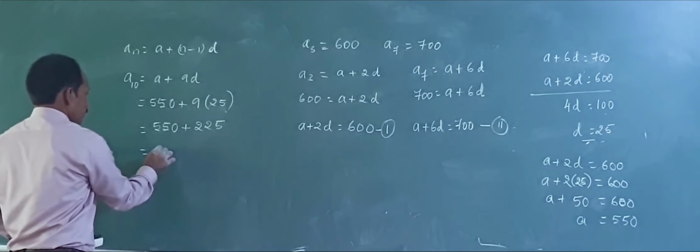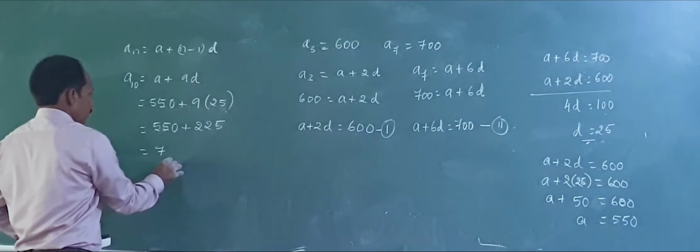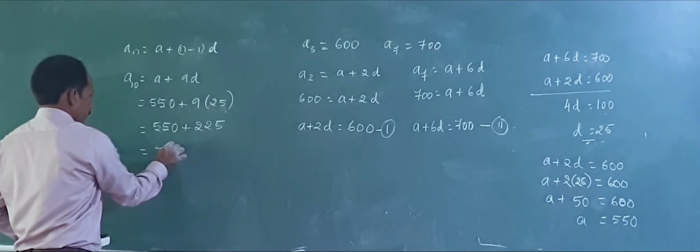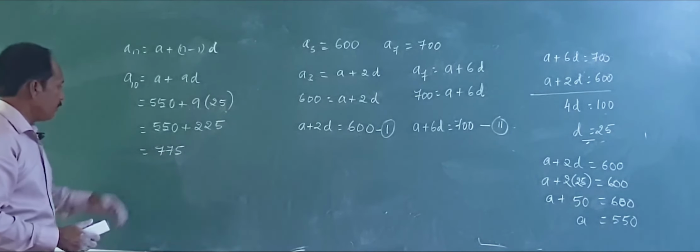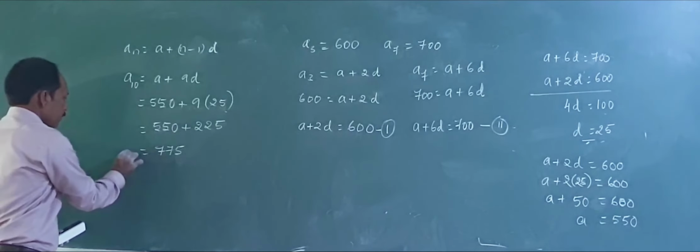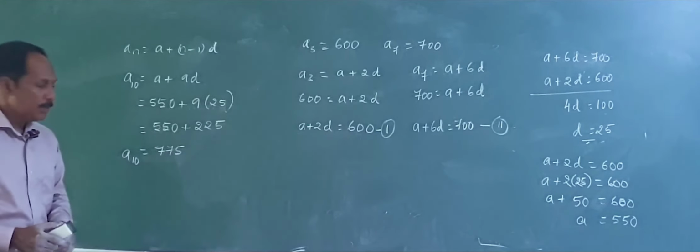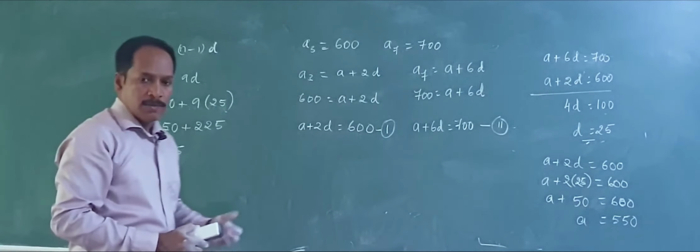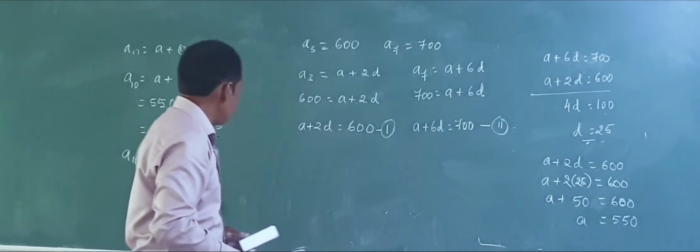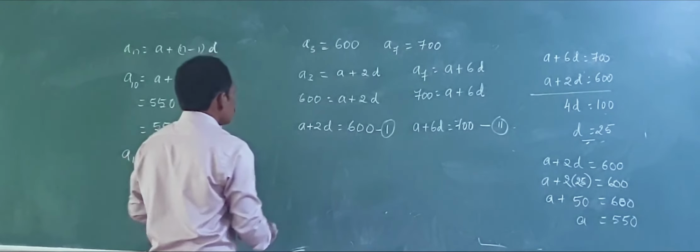Next it is 775, correct? 550 plus 225, 775. So in the 10th year, they have produced 775 television sets. So what is the total? We have to use the sum of the first 7 terms.